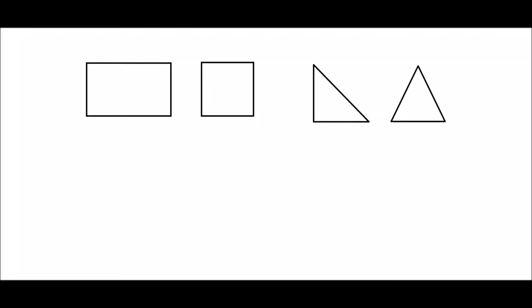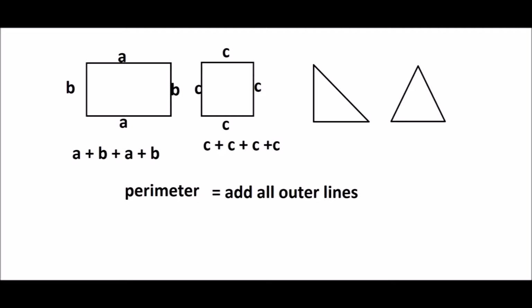Let's recall how to find perimeter and area of basic shapes. First of all, to find out perimeter, you just need to add all the outer lines. For example, for rectangles and squares, you just need to add all of those straight lines. And for triangles, you also need to just add the three lines surrounding it.